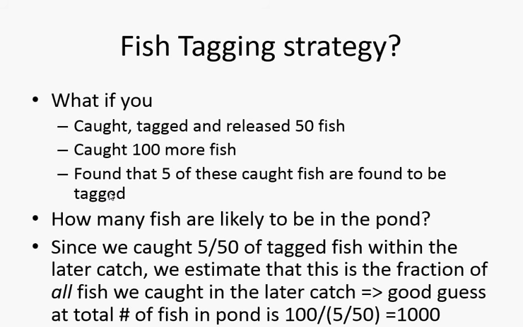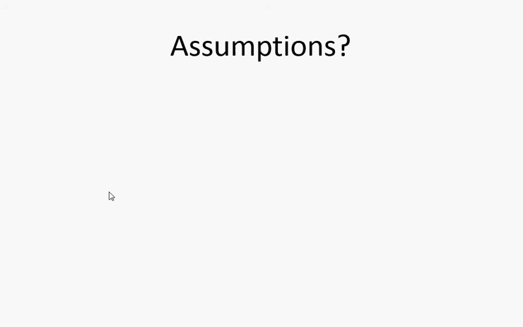Okay, so another way to think about it is in terms of fractions. Since we caught 5 out of the 50 fish within the later catch, we estimate that's the fraction of all fish in the pond we caught in the later catch. We caught 5 out of 50 of all the fish in the pond, and 5 out of 50 is 1 out of 10, right? And therefore we caught 100 fish, and therefore there's probably 100 divided by 0.1, or 1,000 fish out there.